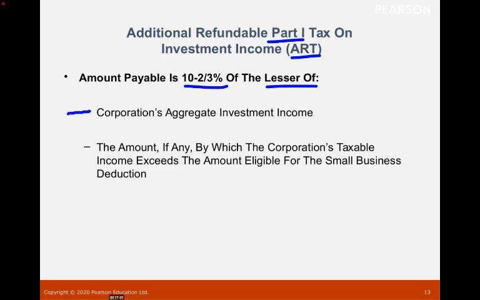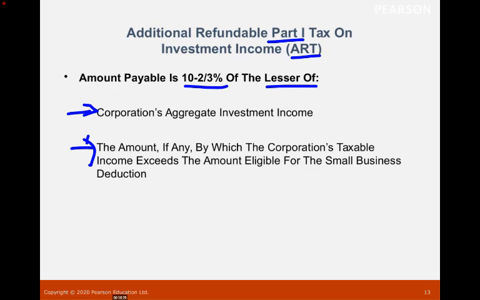So it's going to be 10 2/3% of the lesser of these two. So one, the aggregate investment income that we just learned about a couple slides back, not the adjusted one, don't worry about that for now, but the aggregate investment income, basically what you'd normally think of investment income, less any loss carry forwards you used, and not including your dividend income, the same dividend income that you would have deducted for purposes of calculating tax payable. So the lesser of that, or second, the amount, if any, by which the corporation's taxable income exceeds the amount eligible for the small business deduction.